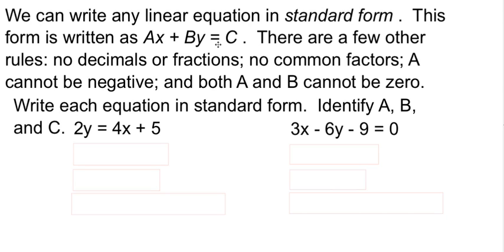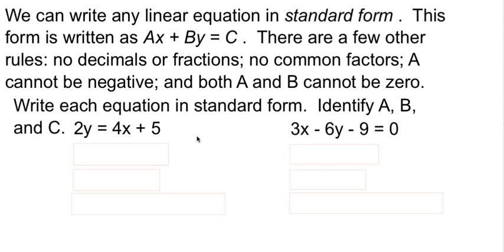One or the other of them can be 0. You could have a as 0, so long as b is not. Or you could have b equal to 0, so long as a is not. They just can't both be 0.